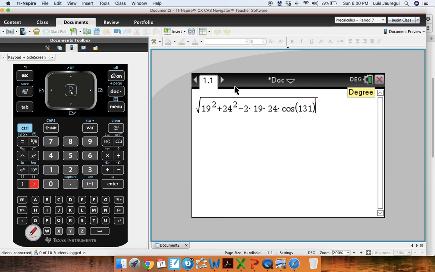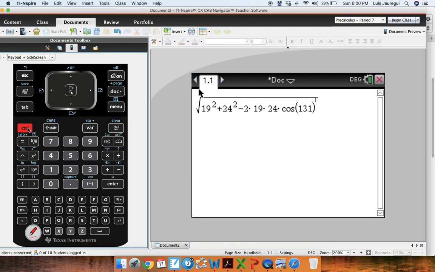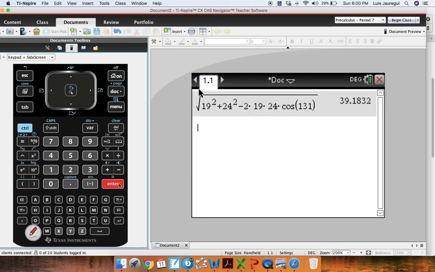Now, on the Inspire, if I were to just hit enter right now, it would just give me the exact solution. So since I'm looking for an approximation, I need to hit control enter. And notice that gives me 39.1832. However, since I need to get to the nearest tenth, I'm going to go to this particular digit, and since the digit following it is one of the higher values, I'm going to round up to 39.2.